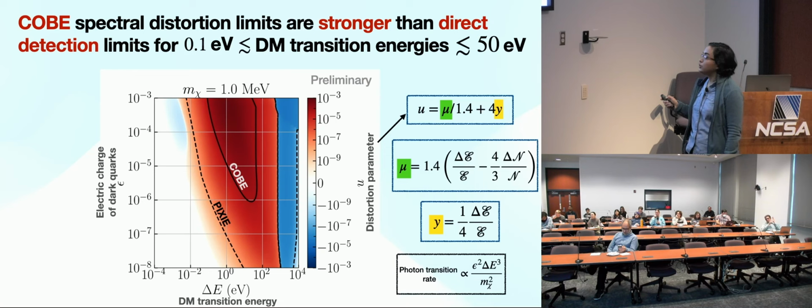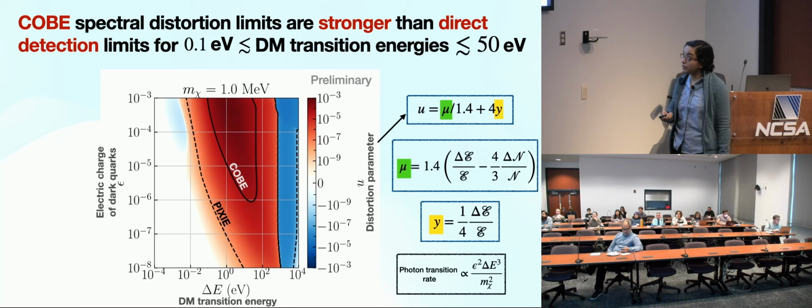Mu distortion depends on two quantities. One is the fractional energy that is taken away from the CMB, and the fractional number of photons that is taken away from the CMB. So here I have tried to show this universal distortion parameter and how it changes with transition energy and electric charge. So what happens at low delta E values, or lower transition energies, is this delta N by N term dominates. And because we are taking away photons, both these terms are negative. So because this dominates, mu is positive in these regions. But when we go to higher transition energies, the fractional energy change again starts dominating, and the distortion parameter changes sign and becomes negative somewhere here. So COBE puts strong limits in 0.1 eV to 50 electron volt transition energies somewhere here. And because PIXIE would be even more sensitive, four orders of magnitude more sensitive than COBE, the constraints would become even stronger.